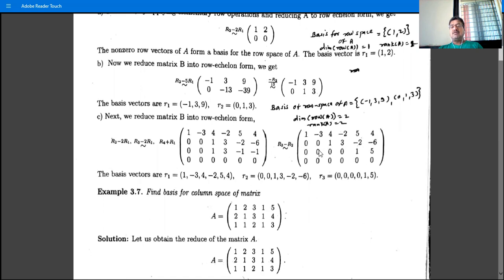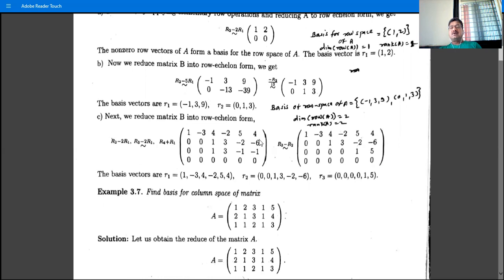So this is an echelon form. And so this matrix contains three non-zero rows, this first non-zero row, second, third. So form each row as one vector. So this is the first vector r1, suppose 1, minus 1, minus 3, 4, minus 2, 5, 4, and the second row as the second vector 0, 0, 1, 3, minus 2, minus 6, and the third row as the third vector.